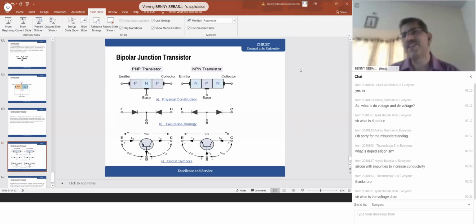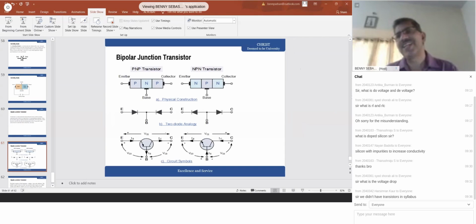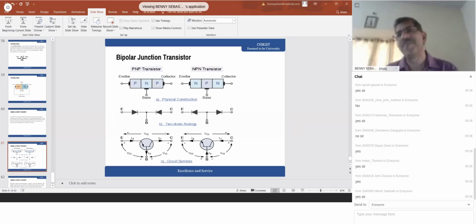Let me see this one, whether you have come across it already, like a transistor. It's a 3-terminal device. There are no responses on whether you have studied the transistor. Many of you have not even heard about the transistor. Some yes are there, some no's are there. Okay. Don't worry. All the no's, no problem. We will definitely go in detail.